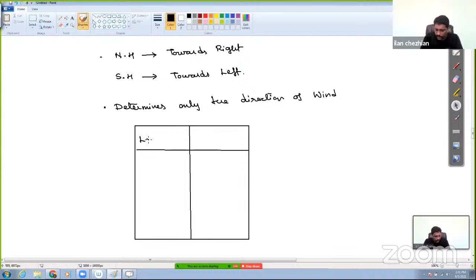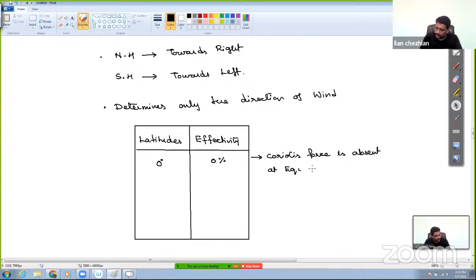So now, latitude versus Coriolis effectivity. My dear friends, at 0 degree, that is the equatorial region, Coriolis force is absent. Somewhere you can write it: Coriolis force is absent at equator. And it is minimum in the equatorial region. Coriolis force is absent at equator and minimum in the equatorial region.